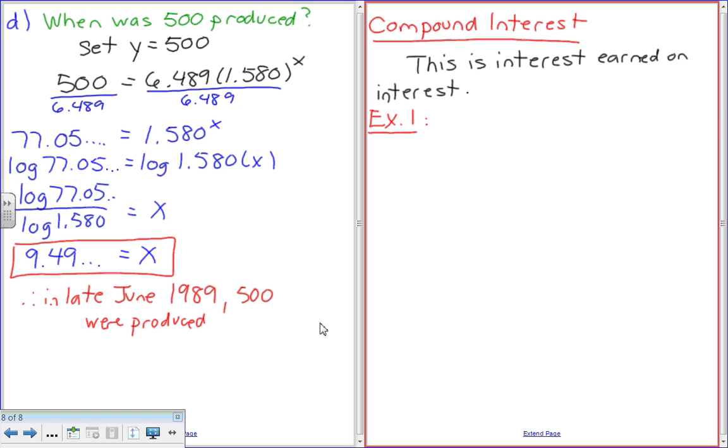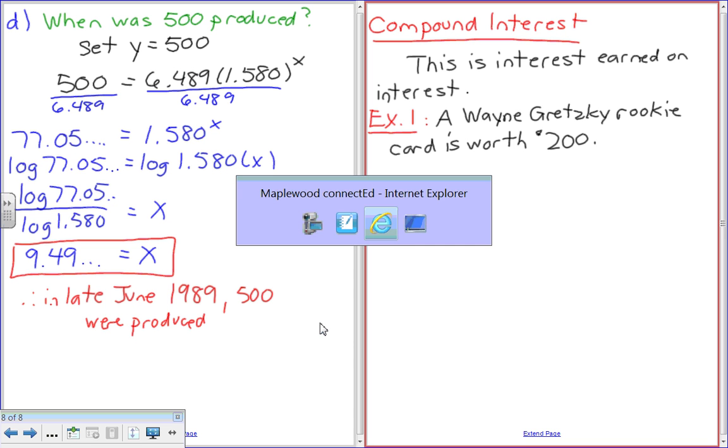Example 1 is going to say a Wayne Gretzky hockey card. Edmonton Oilers. Is worth, we'll say, $200. When I was a kid, my whole dream was to save up my baseball card collection to make a lot of money, and I would pay that off with my university bill. That was my dream, right?